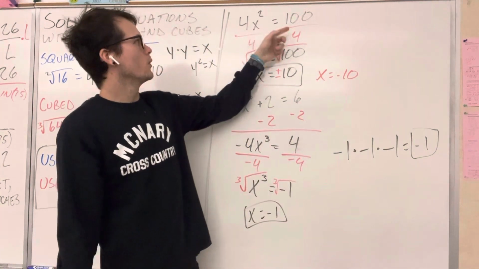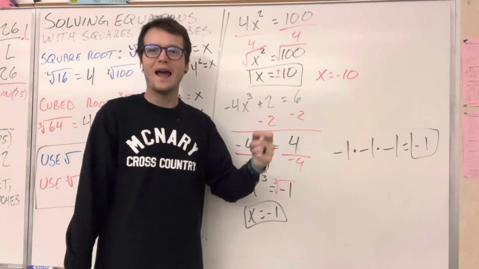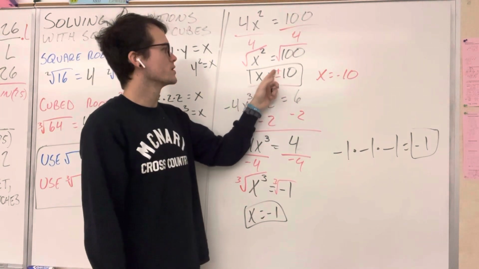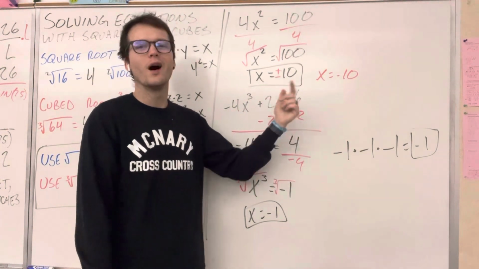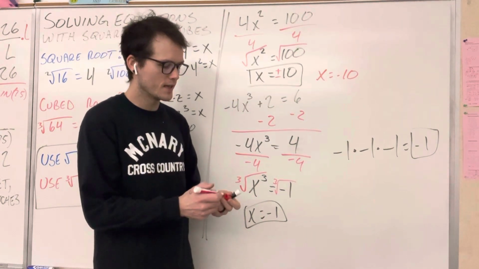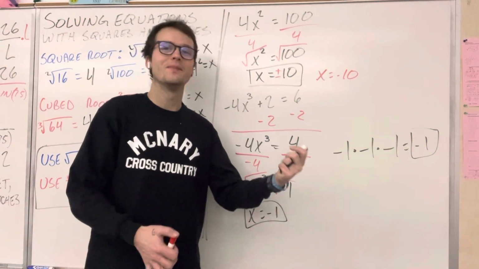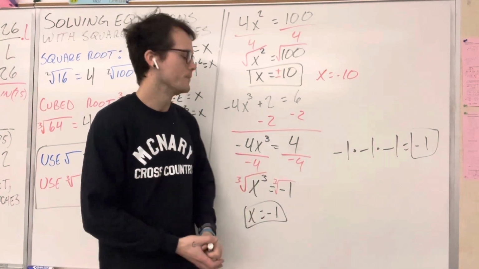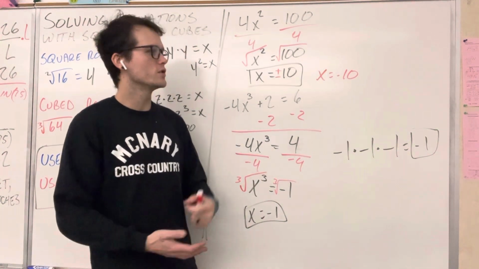So generally speaking, whenever you take a square root, you should make it a habit to say x equals plus or minus 10, or y, or whatever the variable is. But this little plus and minus sign says, hey, there are two solutions here, positive 10 and -10. Okay, this is how to solve equations using squares and cubes.